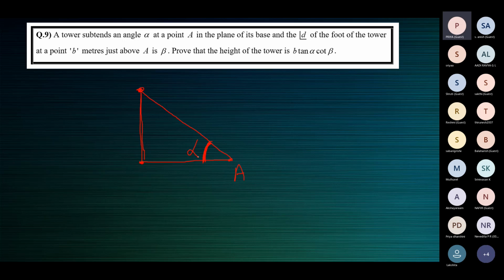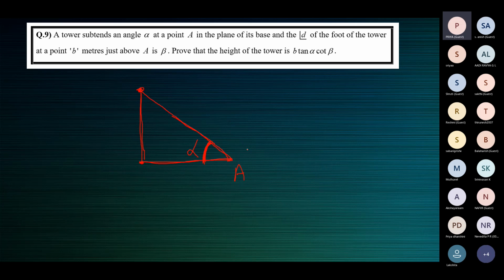Subtends means when a line segment subtends an angle at some other point, you should join the ends of the line segment to that point. And so this becomes one arm of the angle, this becomes the other arm of the angle, and between the two arms is the angle alpha.